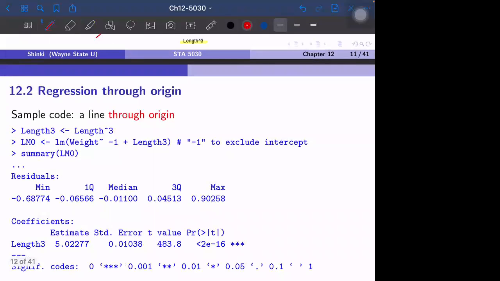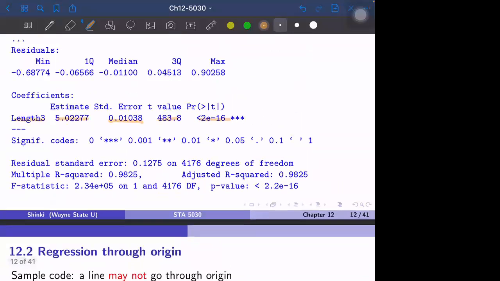So we try the two models. One is a line through the origin without intercept, and the other is the usual line that may not go through the origin. For the line through the origin, the code is here: weight on -1 plus length^3. This is the format, the grammar in R. So -1 excludes the intercept. And we can see the coefficient of length^3 estimate is 5.02 with standard deviation 0.01. So it's very highly significant. We will explain this later, and adjusted R squared is 0.9825.